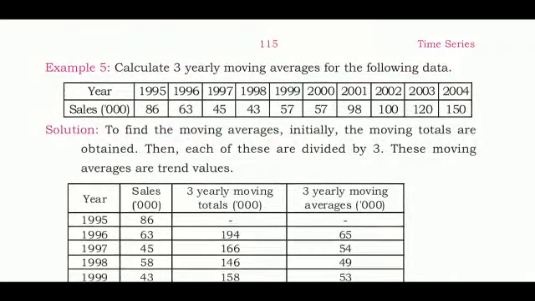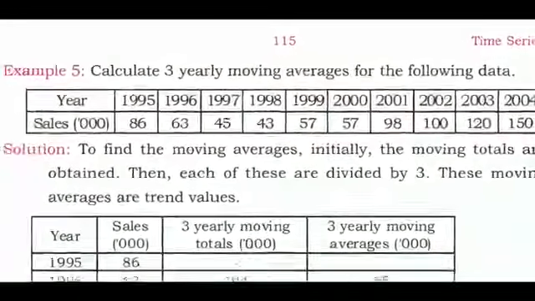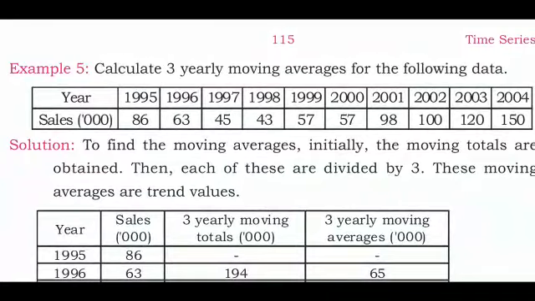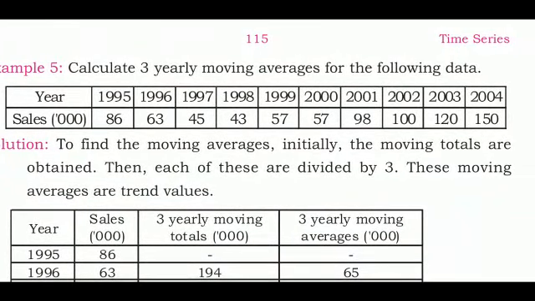Let us check a very simple example for 3 yearly moving averages. All the examples are almost the same: year, sales, value, production, all given in that fashion only. The years start from 1995, 96, 97, 98, and so on till 2004. Then the sales values are 86, 63, 45, 43, 57, 57, 98, 100, 120, 150.